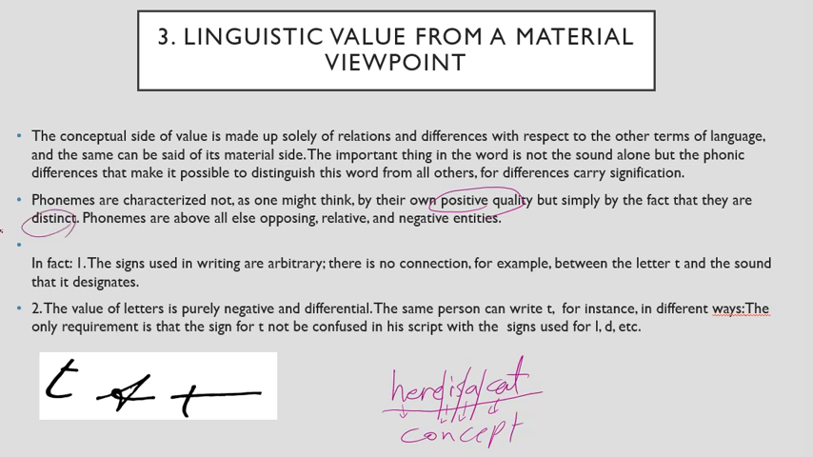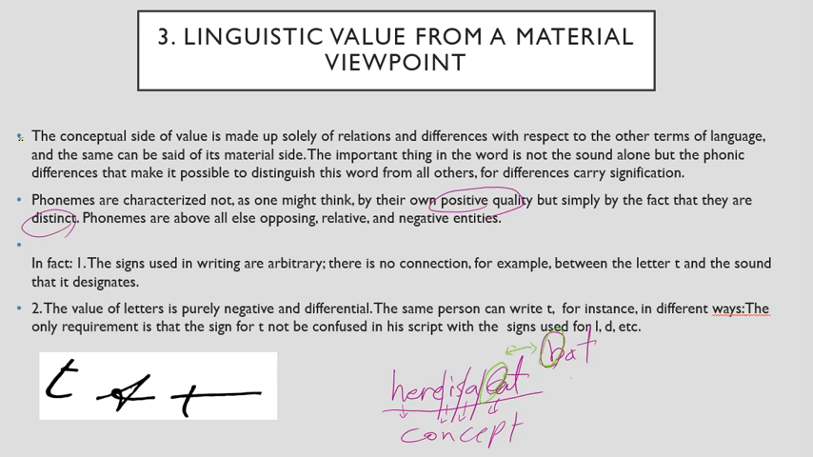So I know that "here is a cat" is different from "here is a bat" because the B and the C here are different. B here is one phoneme and C here is another phoneme, and they're different. So that's what makes me understand that there are two different words. So the differences again are what are important here, not the positive quality of the sounds themselves.